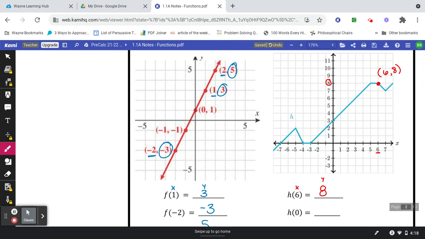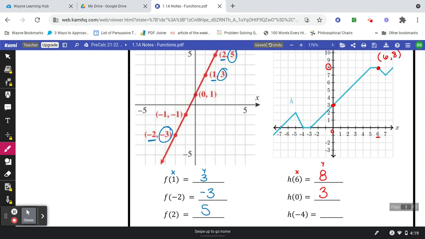All right, so we got the 6. Next is the 0. 0 would be right here. You can see up at the graph, it's all the way up to 3. And for the last one, -4. And the y value, 0.